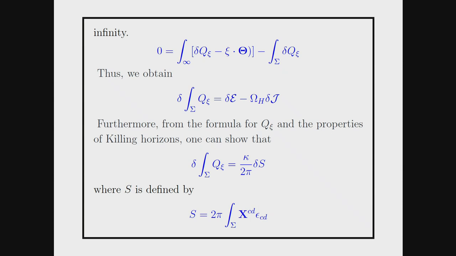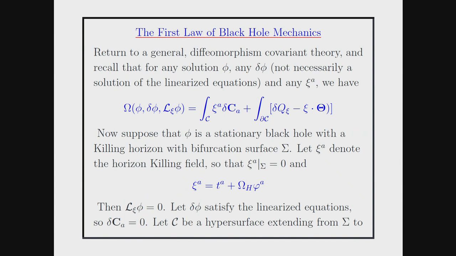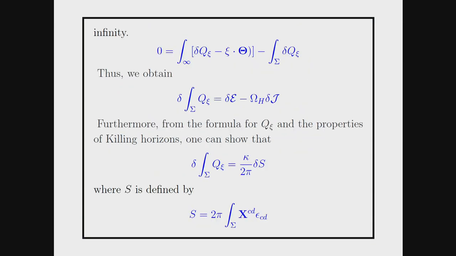These give you the varied ADM energy and angular momentum from the horizon. Well, this is a relatively nasty term, but C vanishes on the bifurcation surface. So you just get the varied Noether charge. So that's what this general formula reduces to in this particular case.